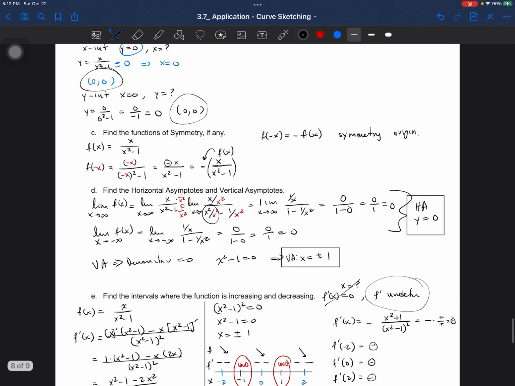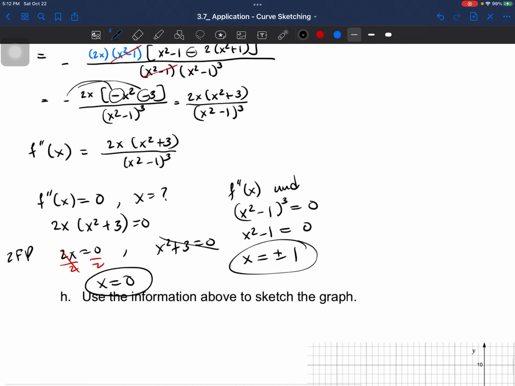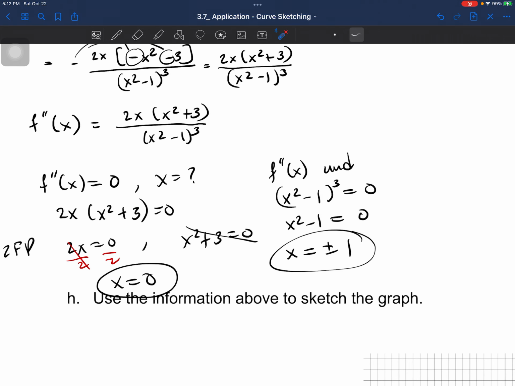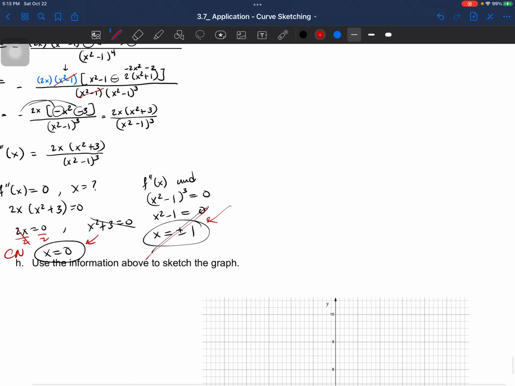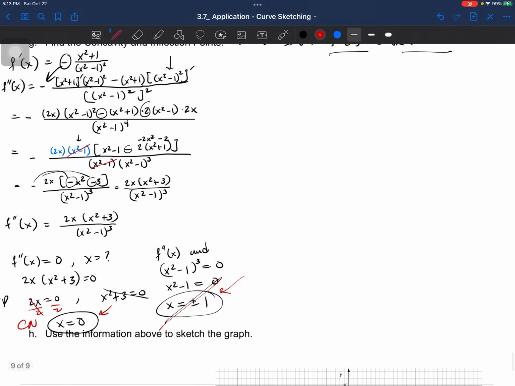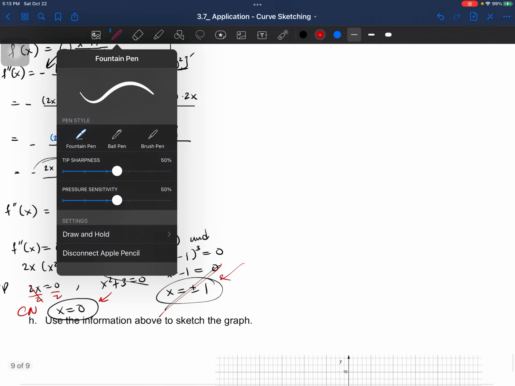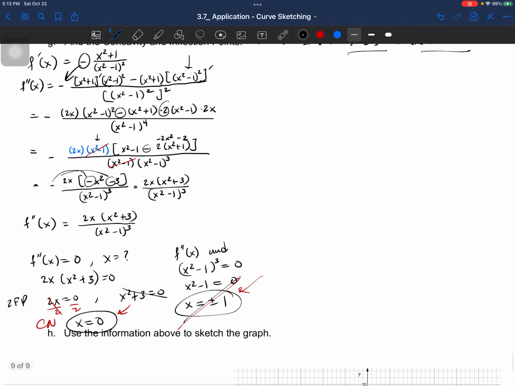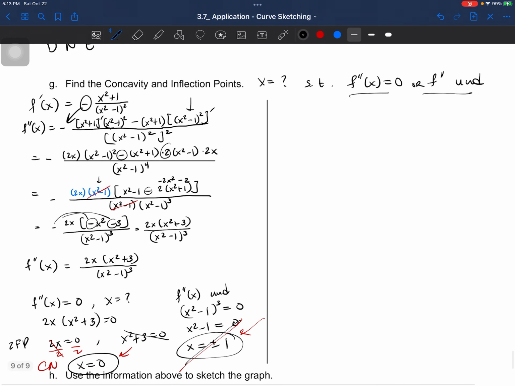But what do we know? Are these numbers part of the domain? They're not. Negative 1 and 1 are not part of the domain. But 0 is. So negative 1 and 1 are not critical numbers, but 0 is a critical number, because it is part of the domain. But these ones are still useful for us to use in the number line. We actually should be using them in the number line.